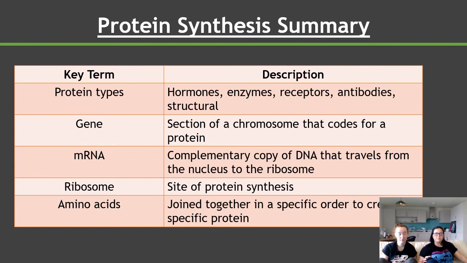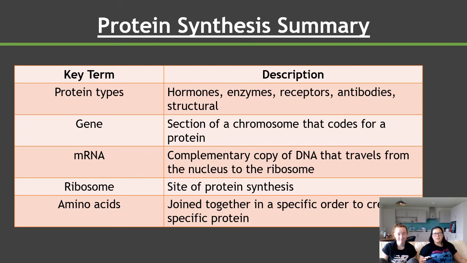So the end of key area 3 in unit 1. So 5 different protein types: hormones, enzymes, receptors, antibodies, and structural. If you do struggle to remember them, SHARE is a nice acronym for them. So SHARE: structural, hormone, antibody, receptor, enzymes. One of my 4th years taught me that.